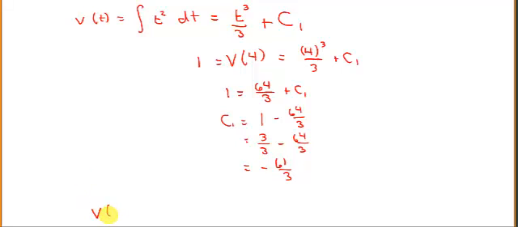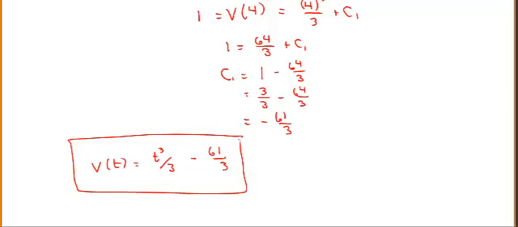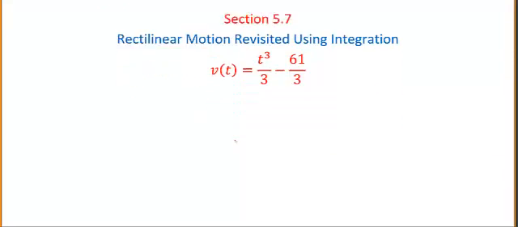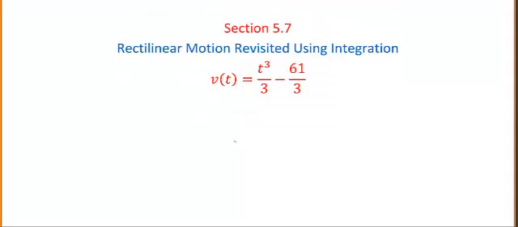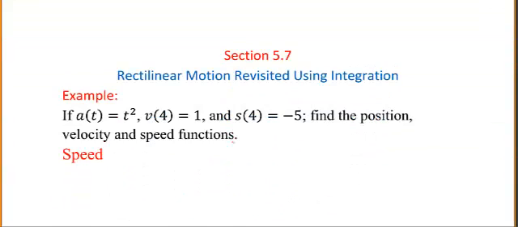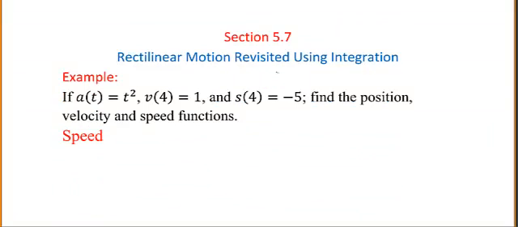V of t is equal to t to the third over 3 plus a negative 61 thirds, or minus 61 over 3. And there's our velocity function. Okay, and now we want to find the speed. Well, the velocity function was t to the third over 3 minus 61 thirds.